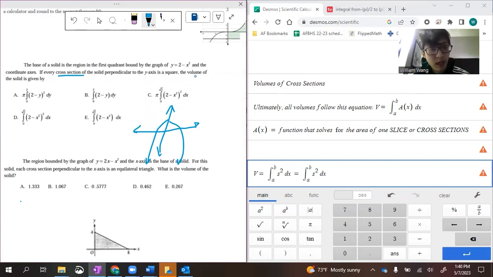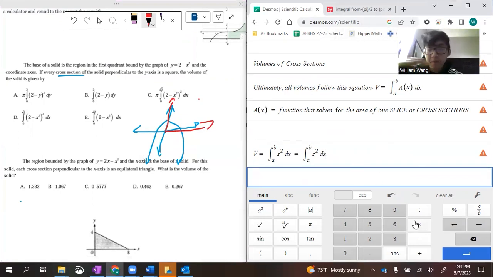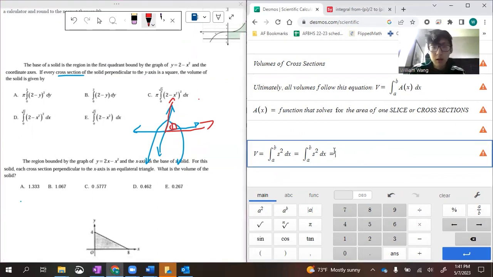All right, so hopefully you see how that is what my function will look like. In the first quadrant, so I'm looking at only this part right here in the first quadrant. In this first quadrant, each of these is the cross section of a square. How do I solve for one side of this square? Well, that side of the square is defined by upper minus lower.